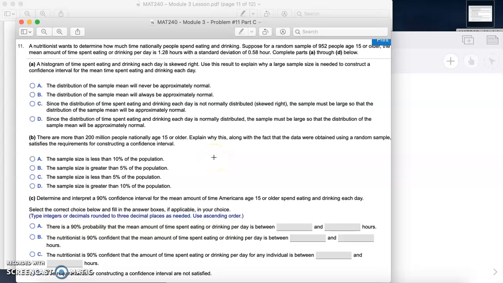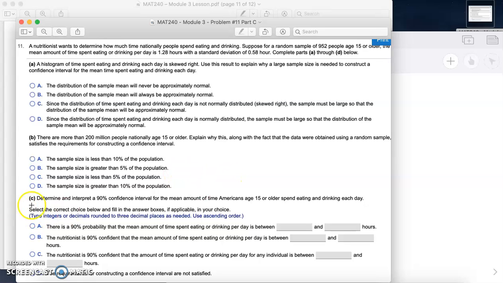Module 3, problem number 11. A nutritionist wants to determine how much time nationally people spend eating and drinking. Suppose for a random sample of 952 people aged 15 or older, the mean amount of time spent eating or drinking per day is 1.28 hours with a standard deviation of 0.58. Complete parts A through D below.